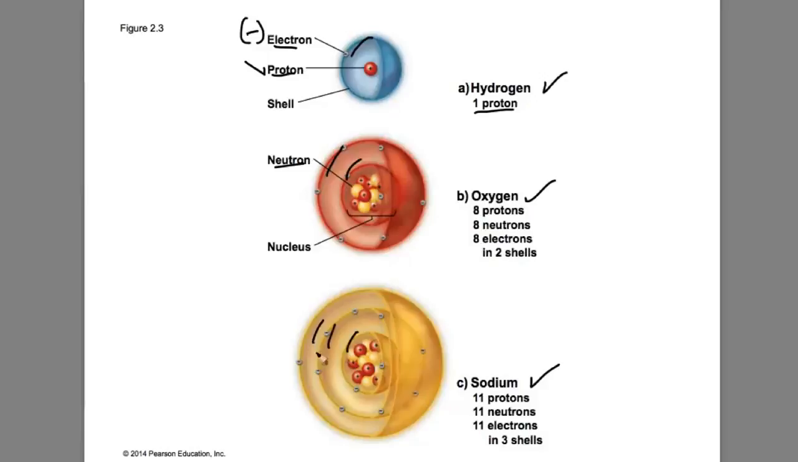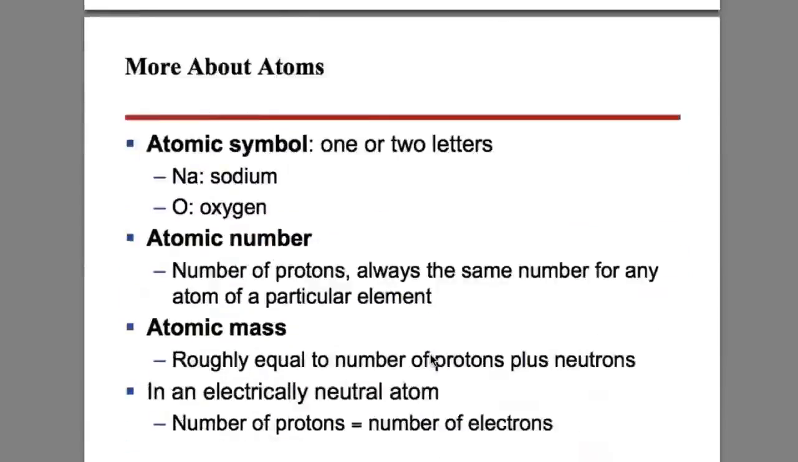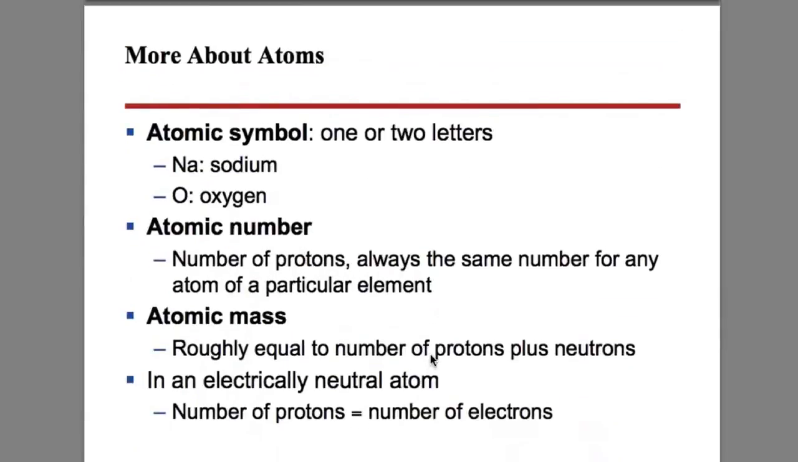So electrons are found in these electron shells, and the nucleus is in the center of the atom, and it is not composed of shells. There's basically the protons and the neutrons all found together in there.